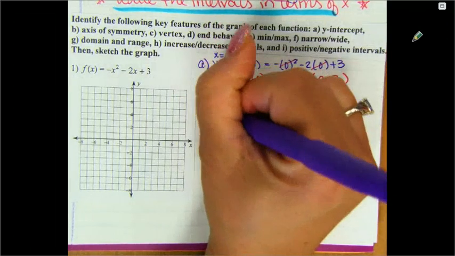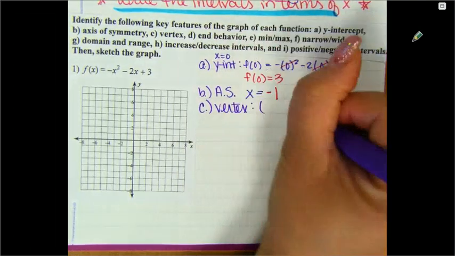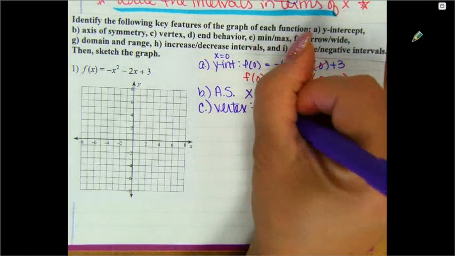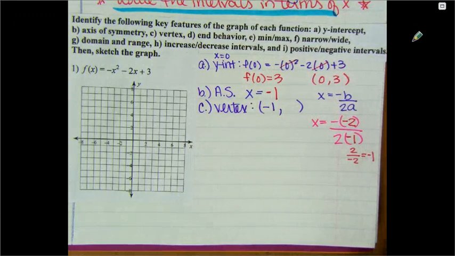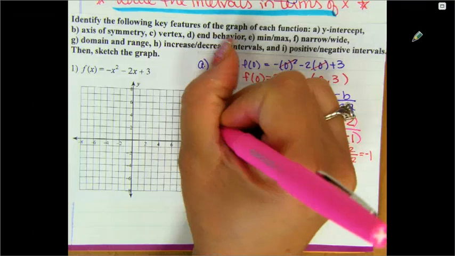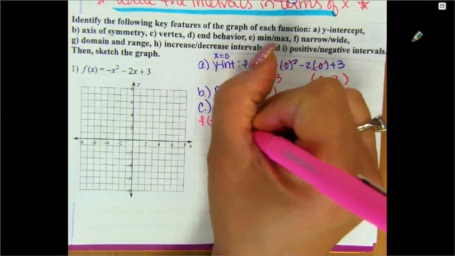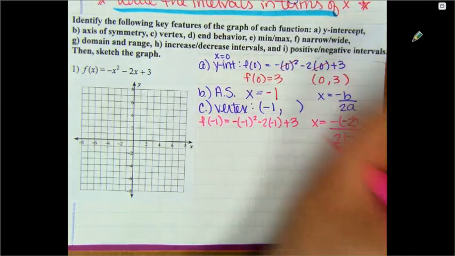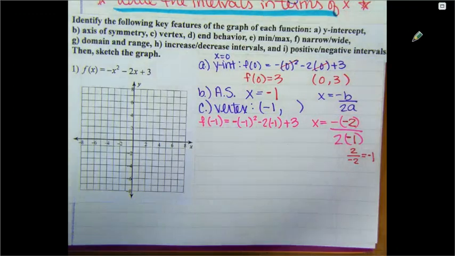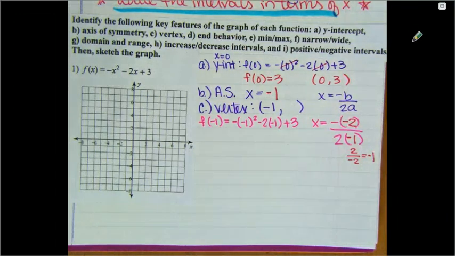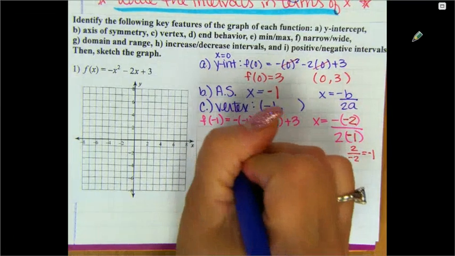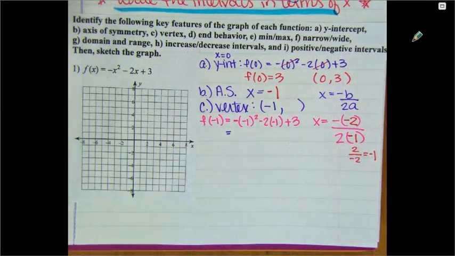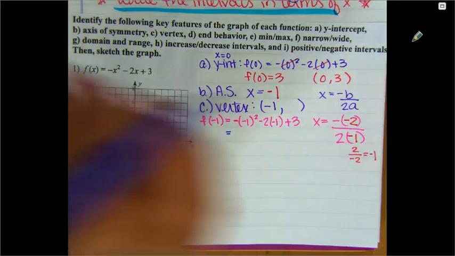My vertex. Do I have part of my vertex? Yes, I do. What does it start with? Negative 1 comma something. How do I find the something? You plug in what? Negative 1 wherever you see x. So f of negative 1 equals... this is review, yes? Okay. What do we do next? Yes, we solve. How?